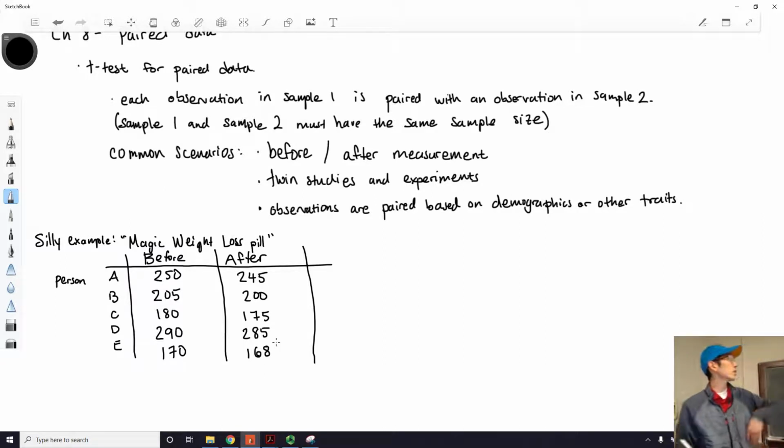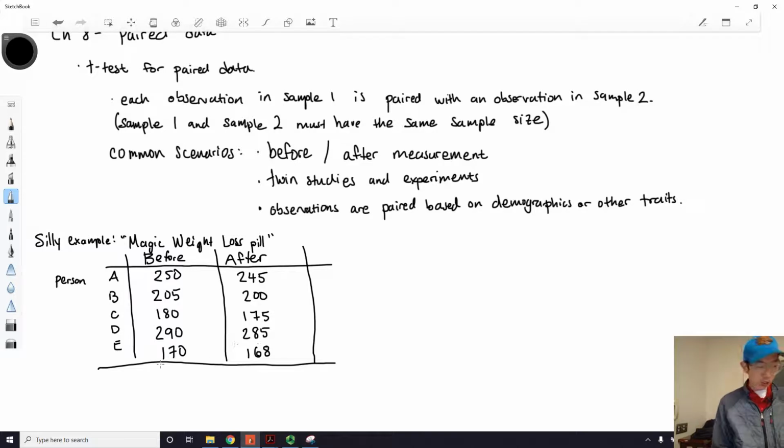Okay, so just looking at these numbers, do you think this magic weight loss pill works? It seems like it, right? Everybody who's taken it lost some weight, around 5 pounds. Person E only lost 2, but as far as everyone else goes, yeah, sure looks like it's working.